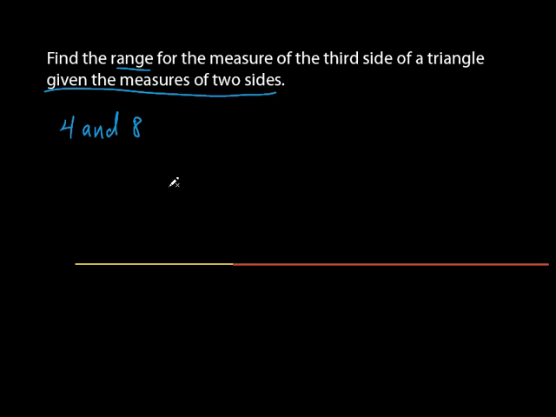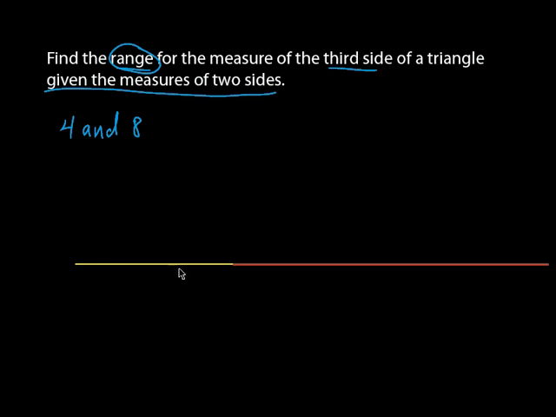So what I want to do is I want to find the range, which means what are the values that the third side right here, what are the values that that third side could actually be? All right, between what and what. That's what it means by find the range. Okay, but you know, it's got to be bigger than this and it's got to be less than this. That's the range of the measures of the third side of the triangle.